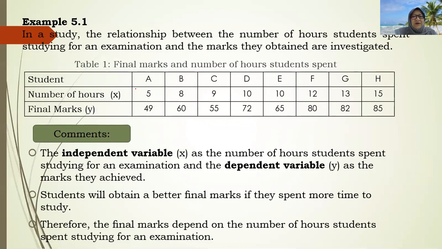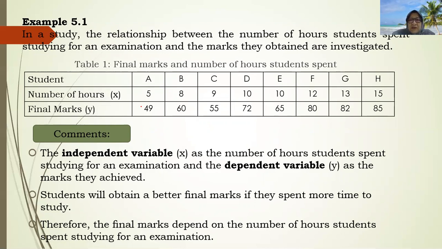Student A studied 5 hours, and the final mark he or she got is 49. Similarly with B, he studied 8 hours and then scored 60. So in this case, you want to see the relationship. Is there any relationship between these two variables, number of hours and final marks? So X will be the independent variable and Y, the final marks, will be the dependent variable.